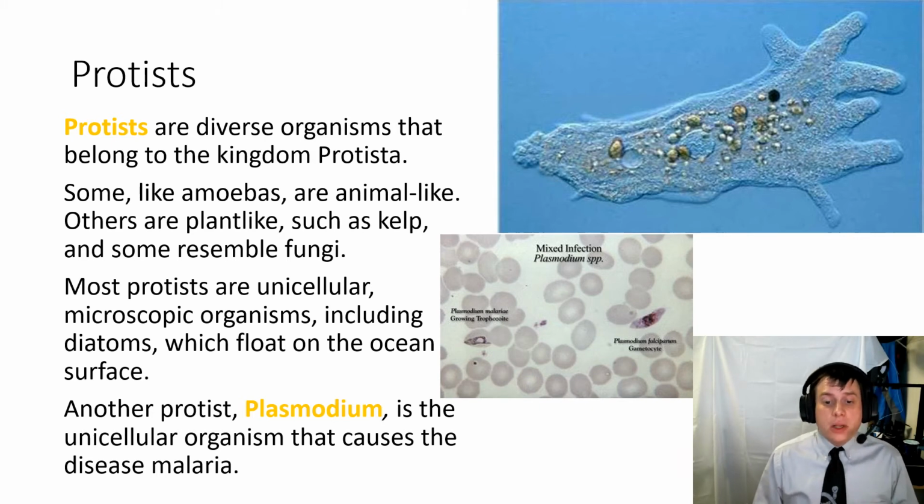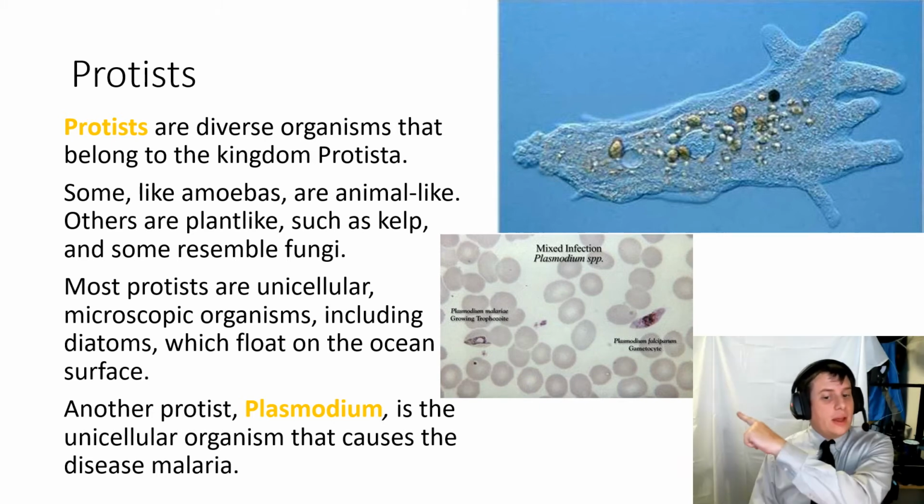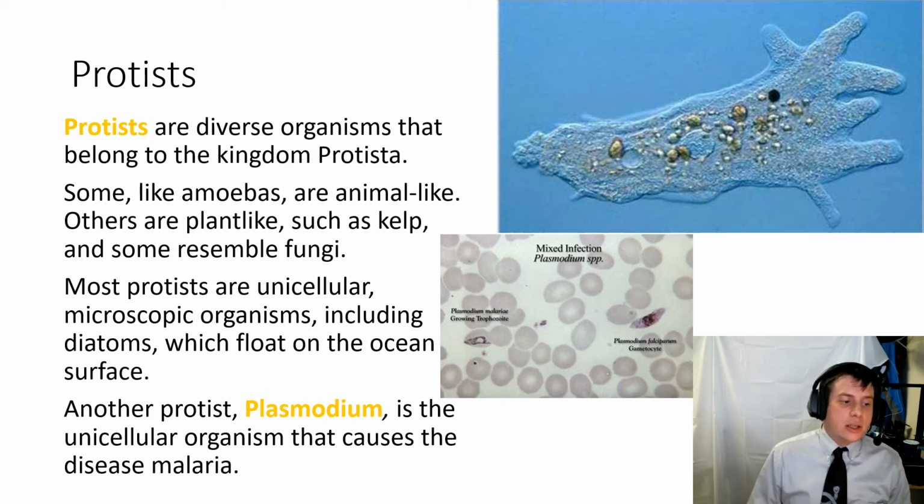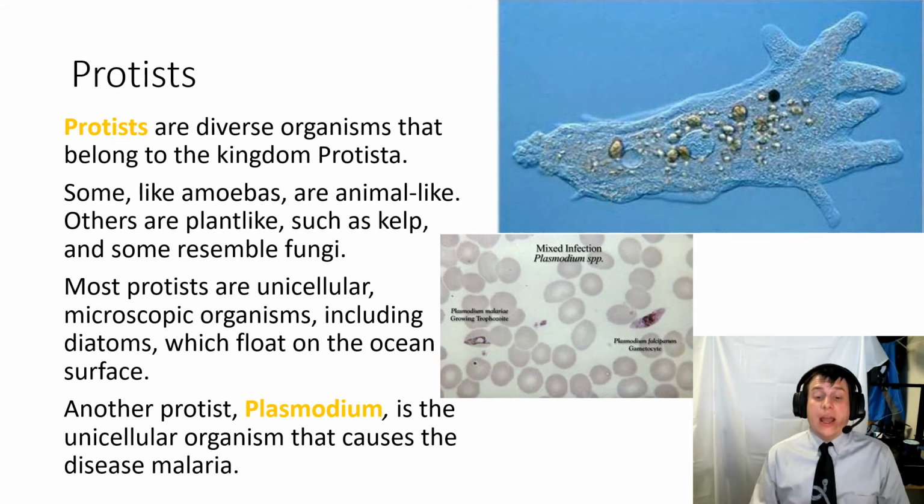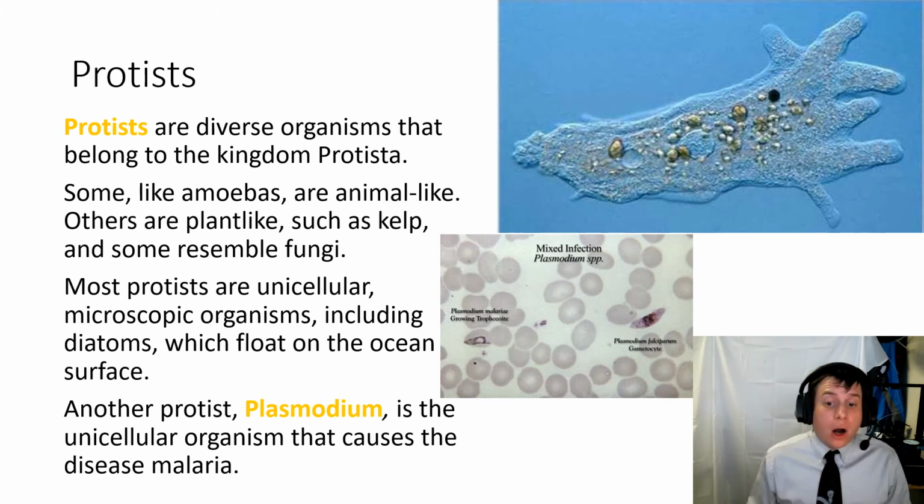Now, plasmodium you can see right there. That plasmodium right there is what causes malaria. Malaria is an incredibly deadly disease. Over 500,000 people die every year from malaria, and have been dying every year from malaria for so long that they've actually influenced our genetics.